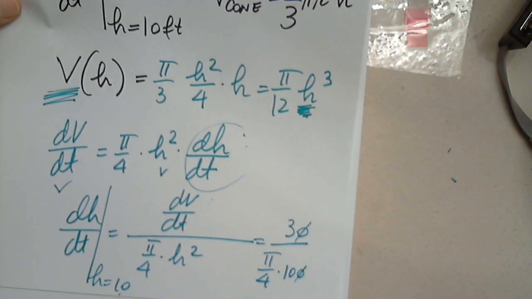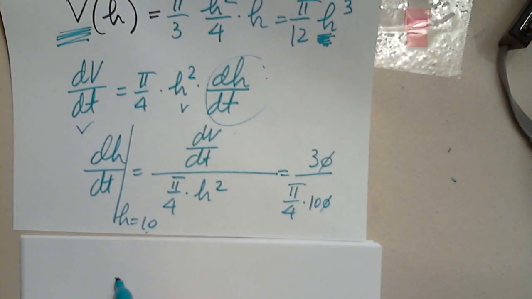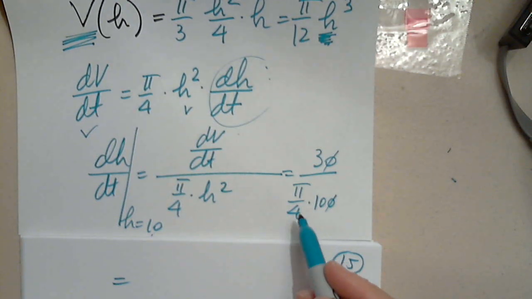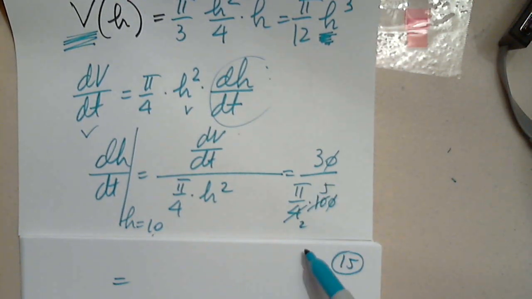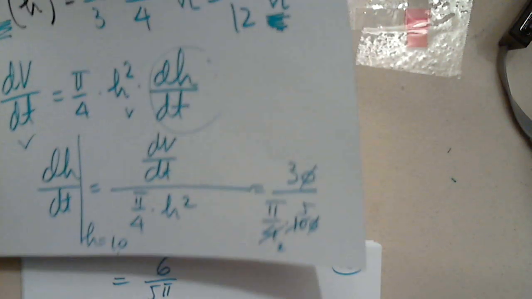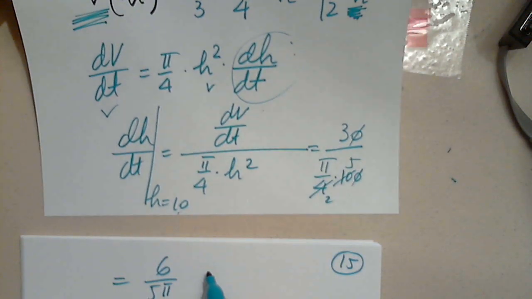And I'll simplify. And I flip. I can simplify here too. So I get 6 over 5 pi. Measurement unit is the distance. We're talking about the rate of change of distance. So this must be in feet per minute.